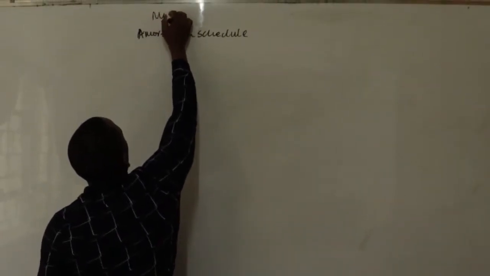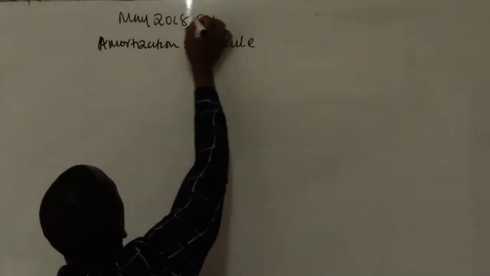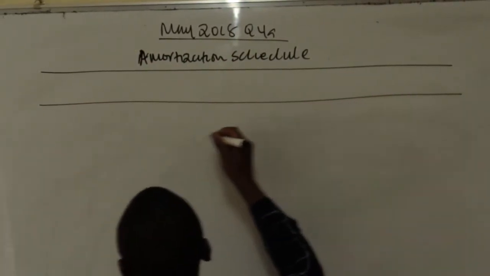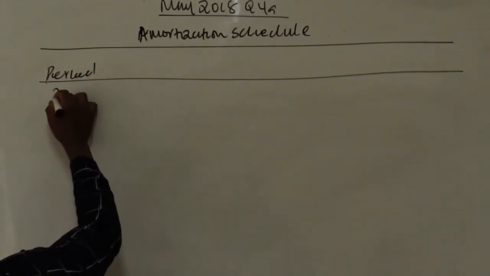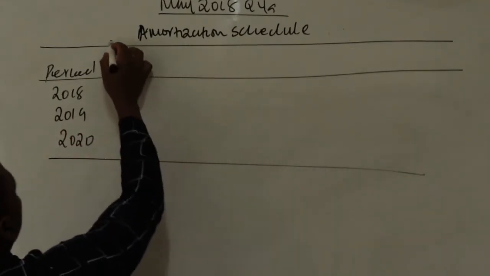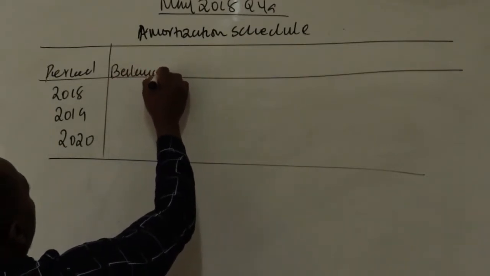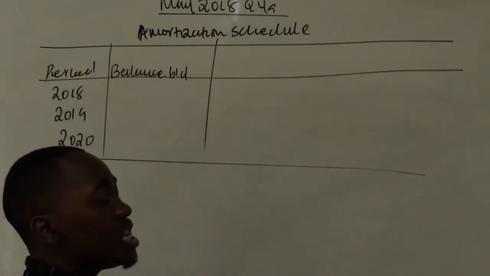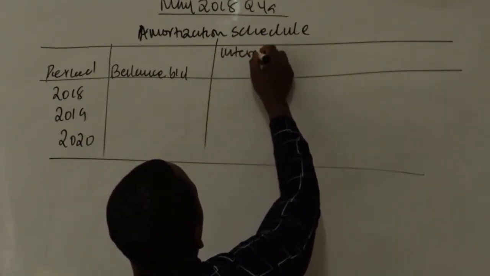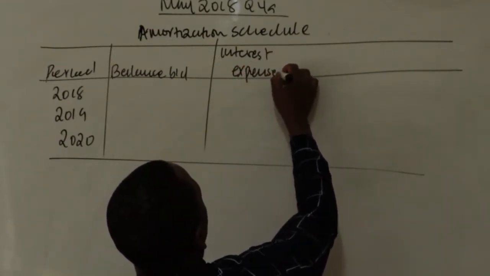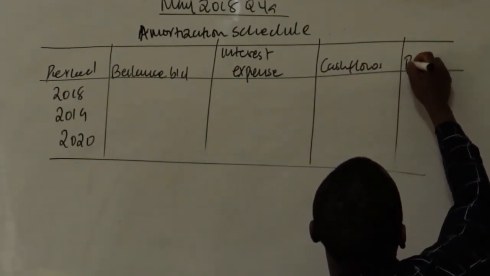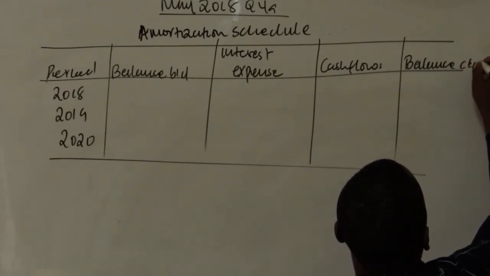Amortization schedule. So we are doing May 2018, question 4A. So we have the period. It was issued in 2018. It matures in 2020. So we have the balance brought down. Then they issued. If they issued the bond, that means to them it's a liability. So we'll be having interest expense. And then we have cash flows. In this case, we are given the coupon rate so that we can determine the balance carried down.